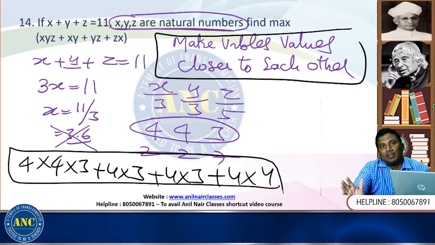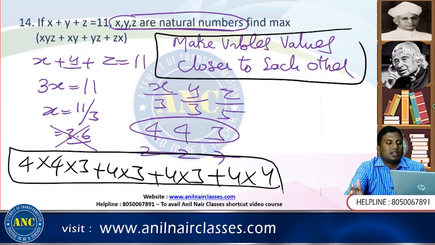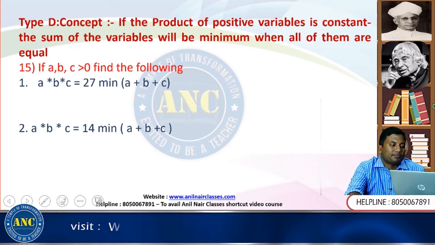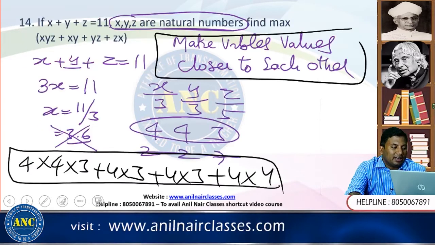Make the variable values come very, very close to each other. I hope the idea is clear. Make variable values come closer to each other. Type D. Type C. I hope these problems are clear.